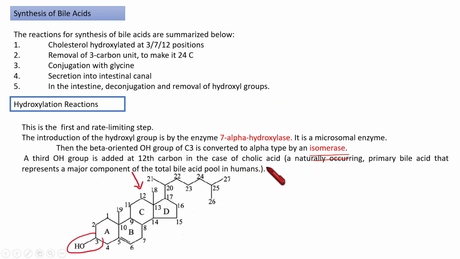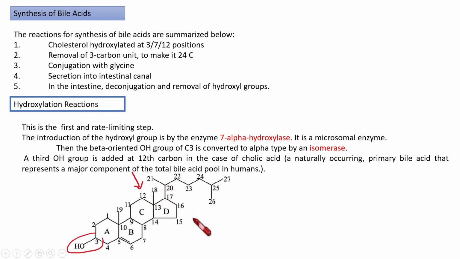Once more, I am making it clear: cholic acid is a naturally occurring primary bile acid that represents a major component of the total bile acid pool in humans. So if the bile acid considered is cholic acid, in addition to the OH groups present at the third and seventh positions, another OH will be added during this process at the 12th position.